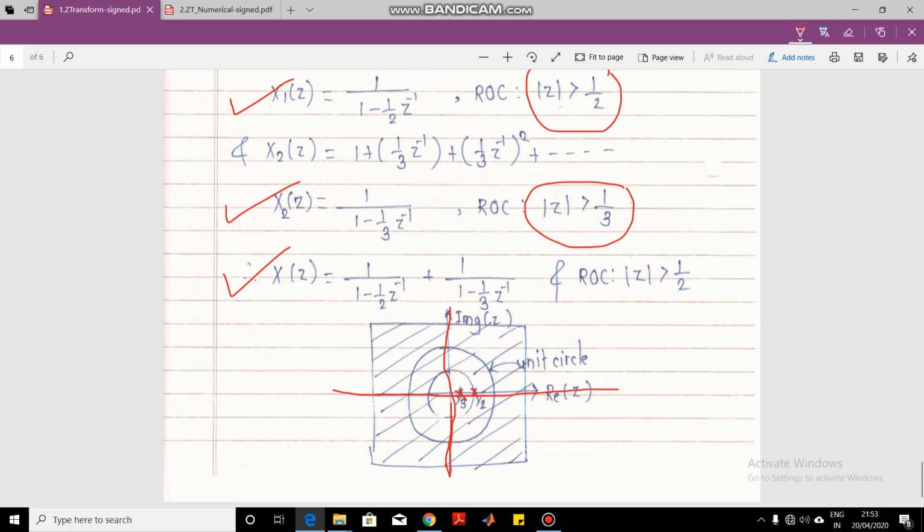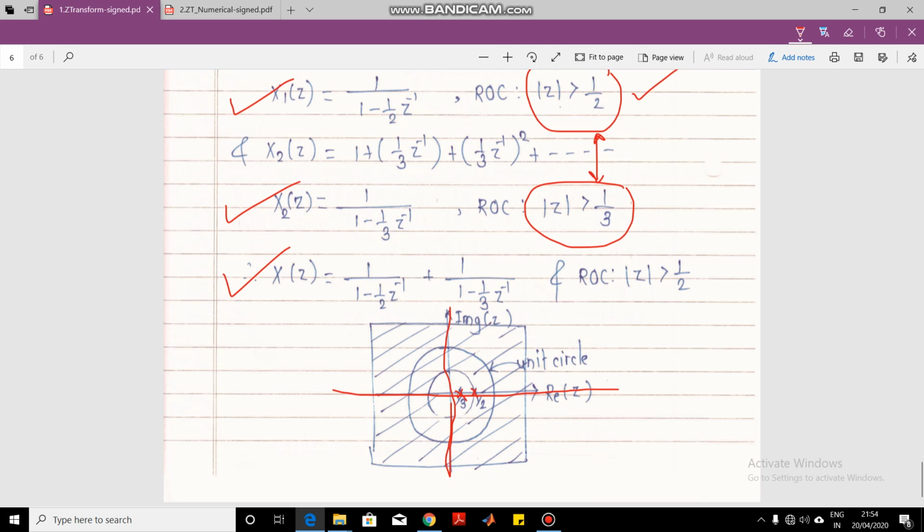So what is the first ROC? Mod of z greater than 1 by 2. This is the shaded region, mod of z greater than 1 by 2, so the region will be like this. Second is mod of z greater than 1 by 3. There is a circle here, and the region outside this is the ROC. Now, what will be the intersection of these two ROCs? That will be our final ROC.